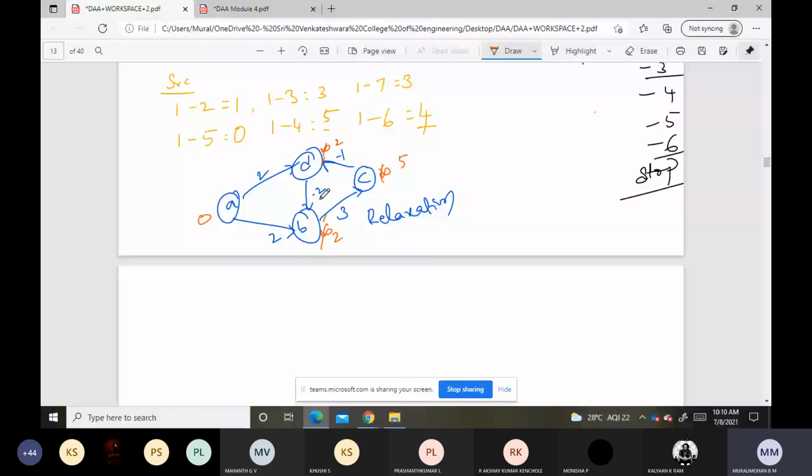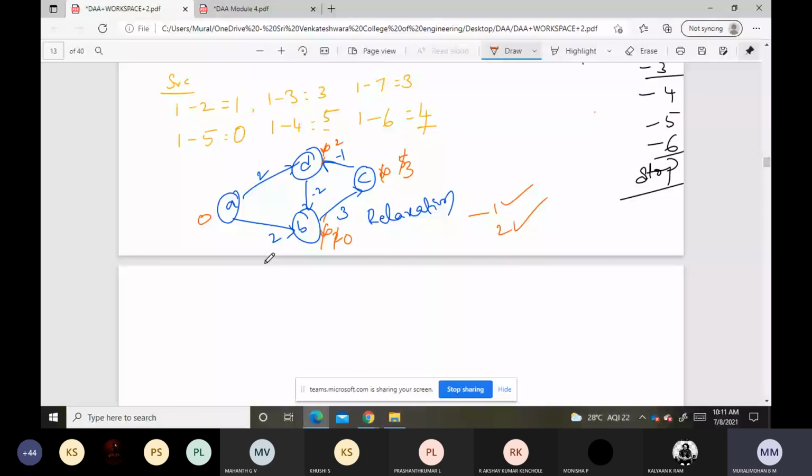Next, second cycle. A to D. So A to D, 0 plus 2 is less than 2. No. So leave as it is. 0 plus 2 is less than 0. No. Leave as it is. 0 plus 3. Yes, it will change. Next, 3 minus 1, 2. It will not change. Next, 2 minus 2, 0. So it will not change. Second cycle is finished. Next we will go for third cycle.